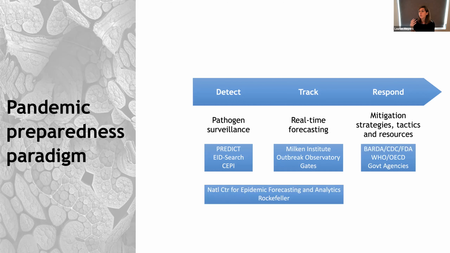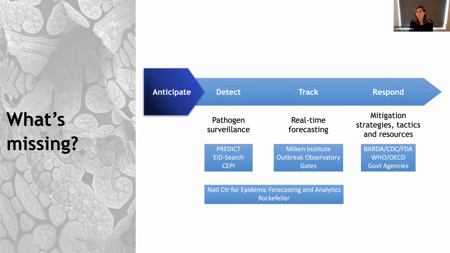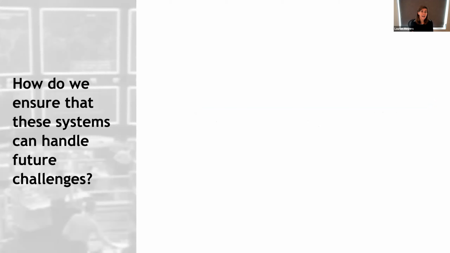And then, of course, there are myriad global, national, state, and local agencies focused on mitigation. This includes military branches, public health, community organizations, et cetera. So that's our paradigm. But what's missing from this paradigm? What's missing is the anticipation. A lot of these efforts are focused on detecting, tracking, and responding to threats we're familiar with. What we haven't done a good job of is anticipating what other threats may come our way that don't look like threats we've seen in the past. So how do we do that? How do we ensure that our detection, surveillance, and forecasting systems can handle future challenges that look different from what we've seen in the past?